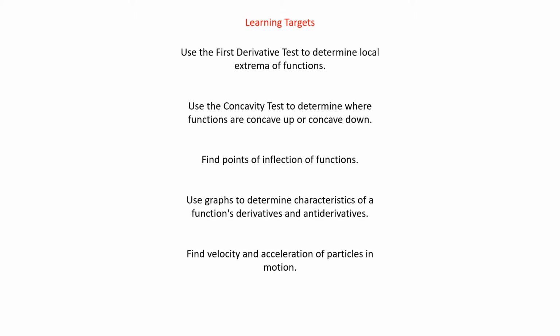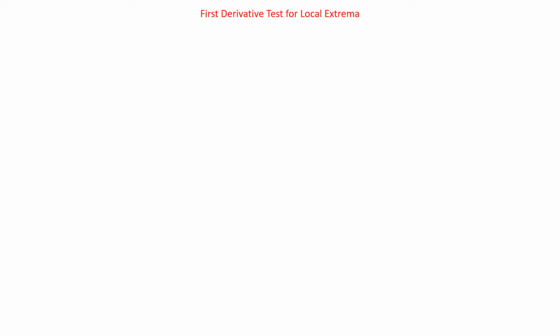Find points of inflection of functions. Again, that's second derivative. Use graphs to determine characteristics of a function's derivatives and antiderivatives. And then find velocity and acceleration of particles in motion. And we've done that in previous chapters. There's not a whole lot new in this section. These are big topics, and so it's nice to hit them a couple times.